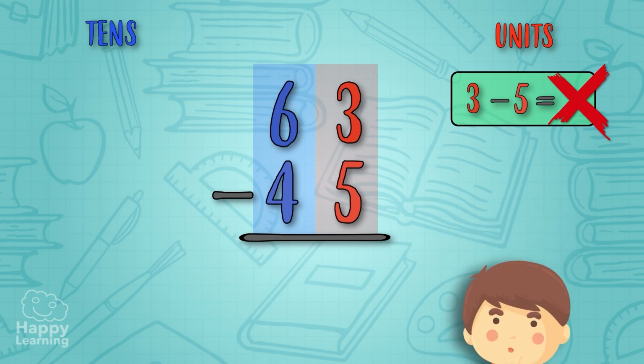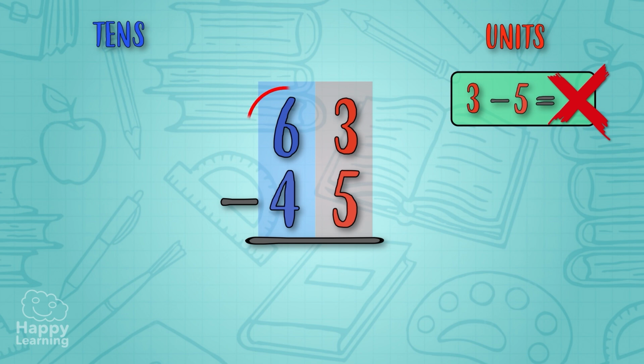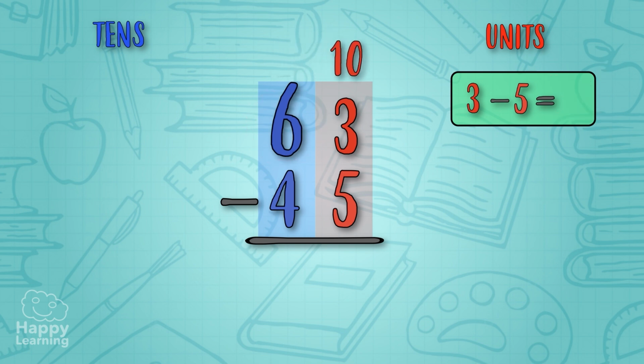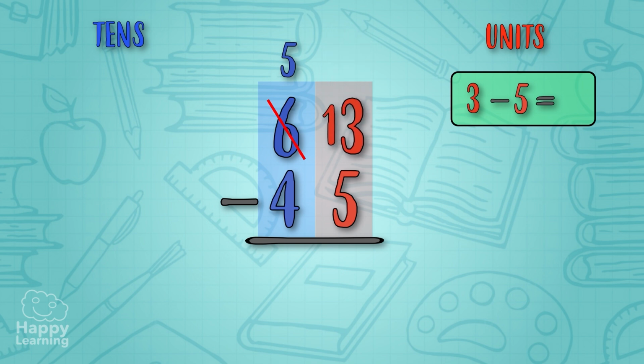Well, it's easy peasy. We transform one of the tens from the minuend into 10 units, and we take them to the units column. Since we had 6 tens and we've transformed one of them into units, we've got 5 tens left. We then add these 10 units to the 3 we had in the minuend, meaning that we've got 13 now. Now we can subtract the units.